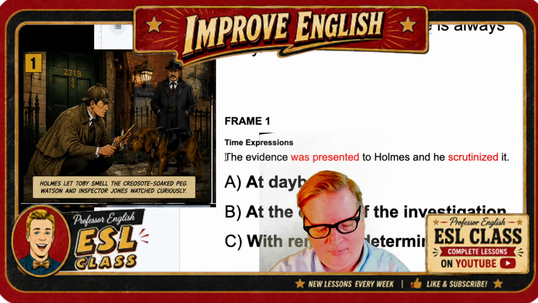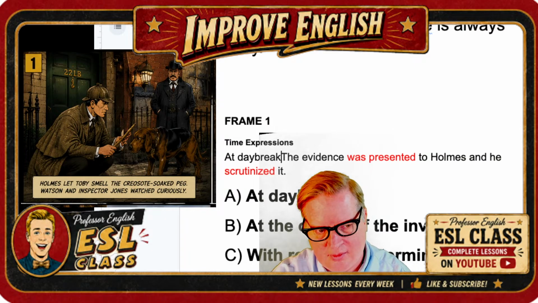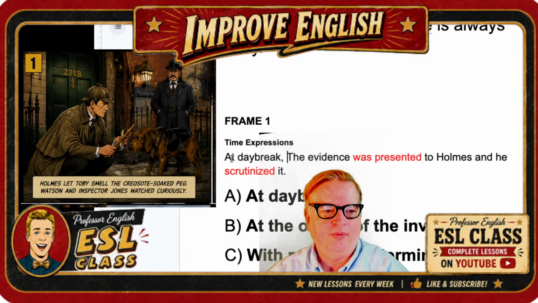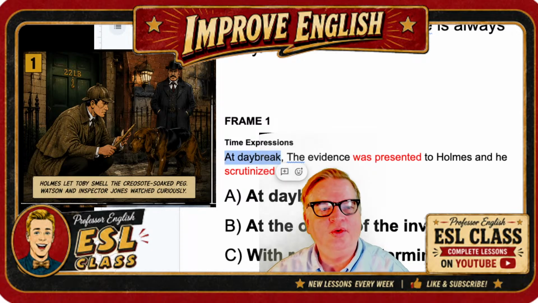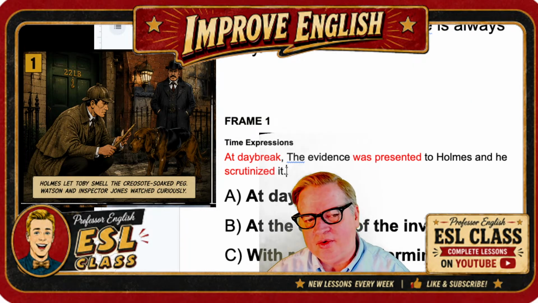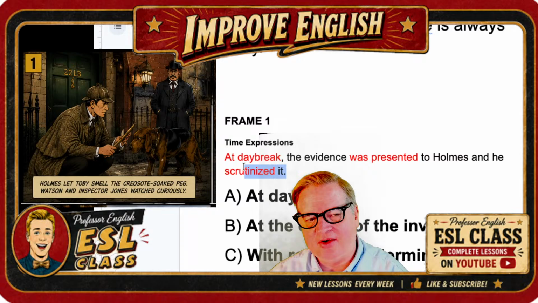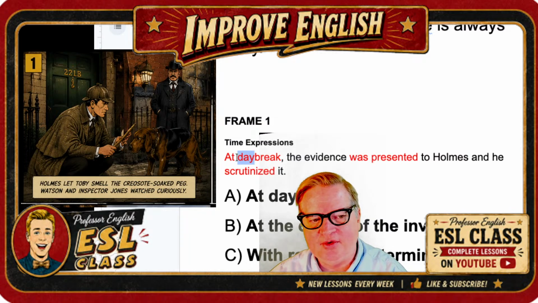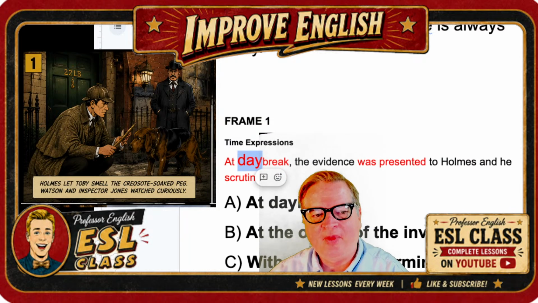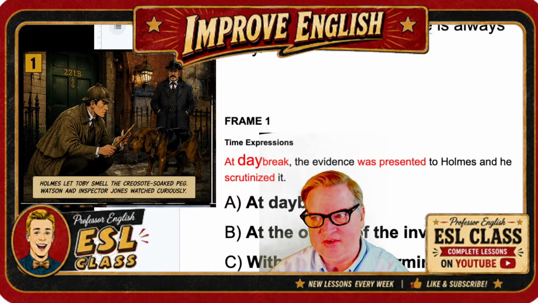At daybreak, the evidence was presented to Holmes, and he scrutinized it. Okay, but don't lose your accentuation. Keep that going. In this phrase, at daybreak, if you have two words combined, it will almost always be the first word that gets the attention. So listen to my ups and downs. At daybreak, the evidence was presented to Holmes, and he scrutinized it.